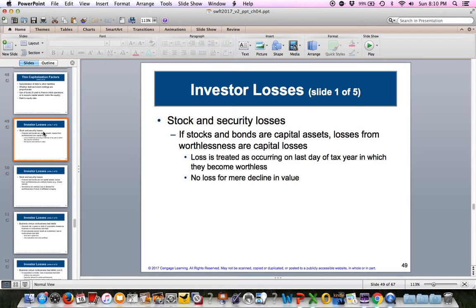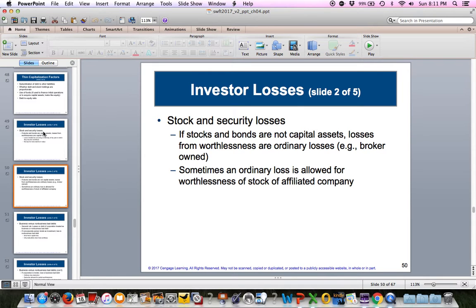Okay, investor losses, stock and security losses. If stocks and bonds are capital assets, losses from worthlessness are also capital losses. So the loss is treated as occurring on the last day of the tax year in which they become worthless. No loss for a decline in value. So basically you only receive a loss if it goes bankrupt or has no value, or you sell it, of course, at a loss.